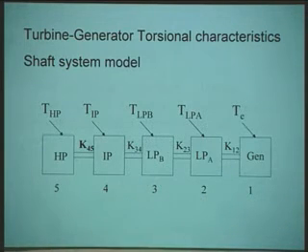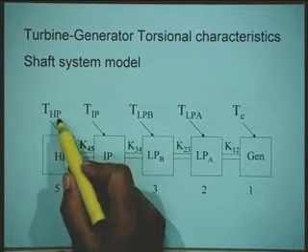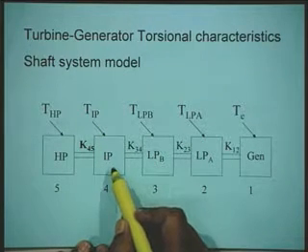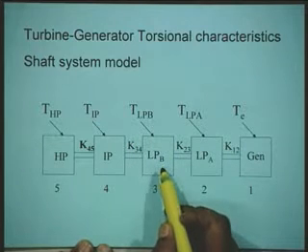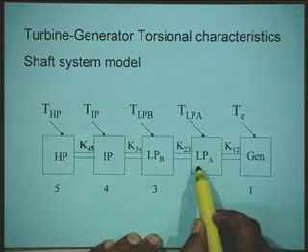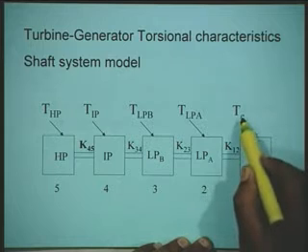Now, here in order to develop the dynamic model of the turbine generator shaft system, we will consider that the torques developed in the various turbine sections are represented as THP, the torque developed in the high pressure section, TIP the torque developed in the intermediate pressure section, TLPB the torque developed in the low pressure B section, and TLPA the torque developed in the low pressure A section, and the air gap torque developed in the generator is represented by TE.